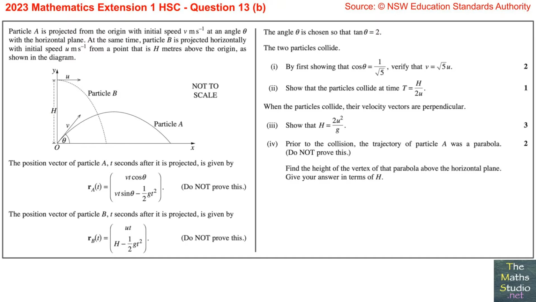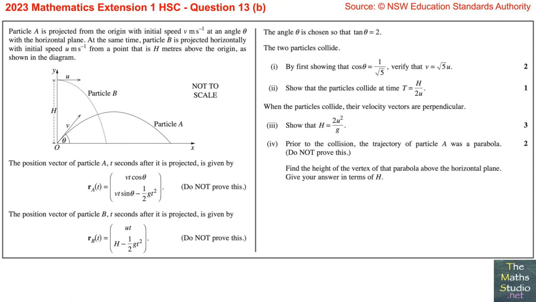Question 13, Part B. Particle A is projected from the origin with initial speed v meters per second at an angle theta with the horizontal plane. At the same time, particle B is projected horizontally with initial speed u meters per second from a point that is capital H meters above the origin as shown in the diagram.